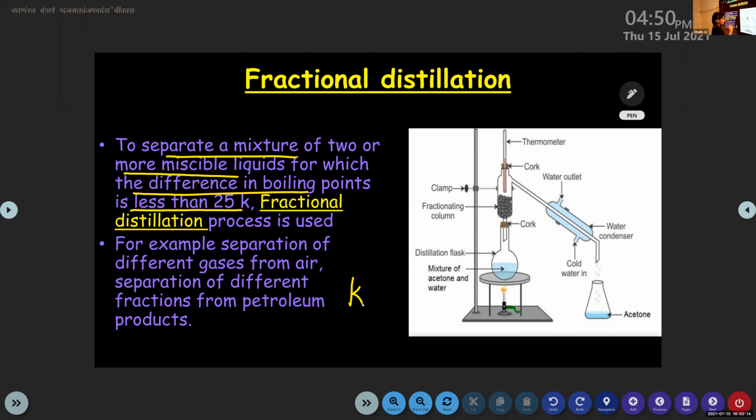Kelvin is another unit used to measure temperature. Similar to degree Celsius, we can also use Kelvin. In short, we will write K. K is a unit of temperature.